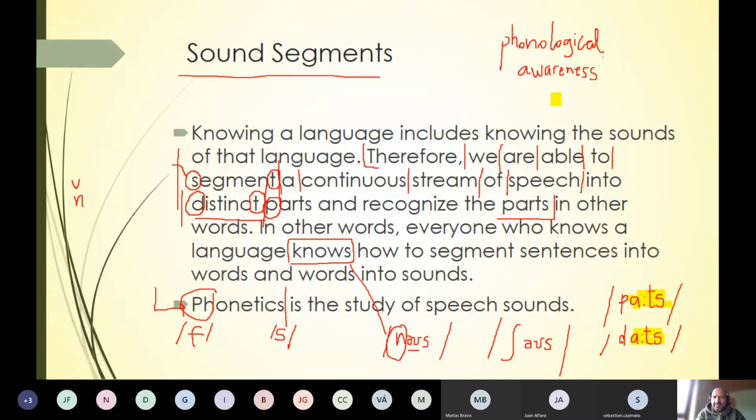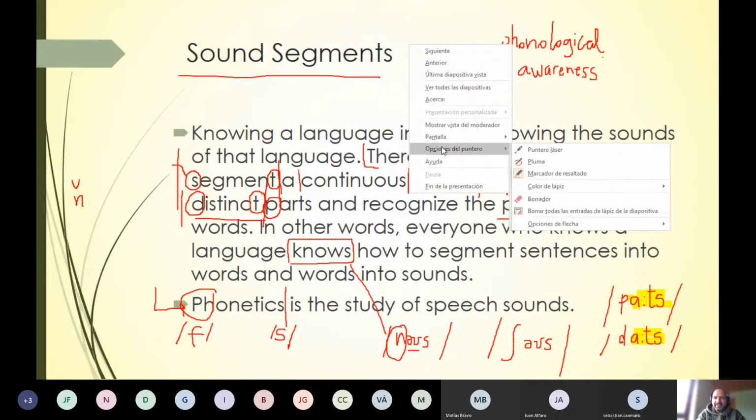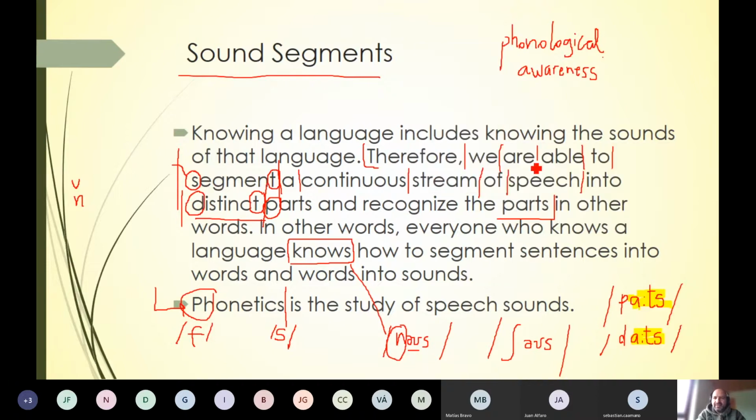Just like when you say casa, taza. Casa, taza, right? Casa, taza. We focused on this last section of the word.